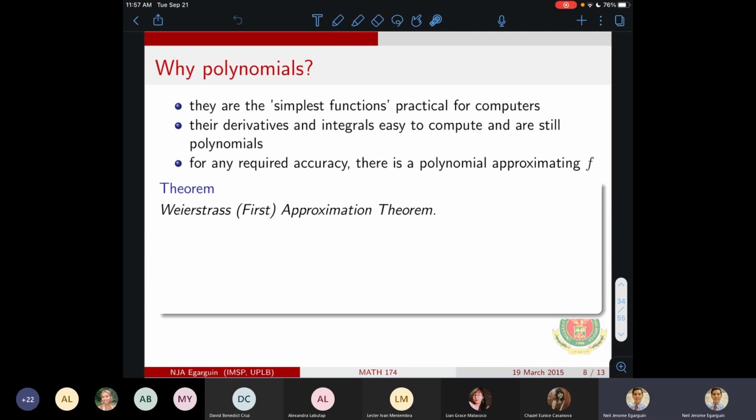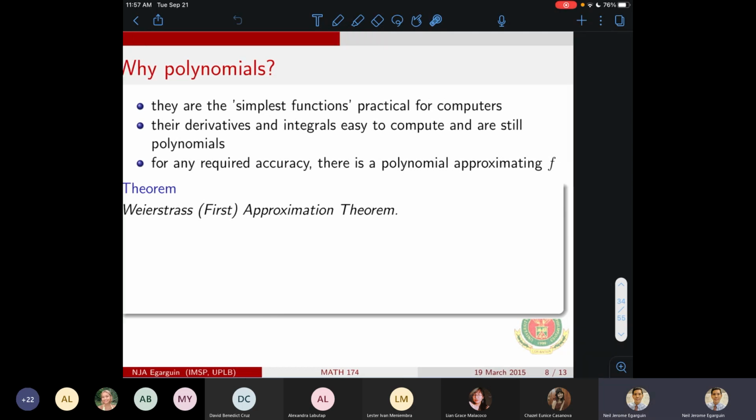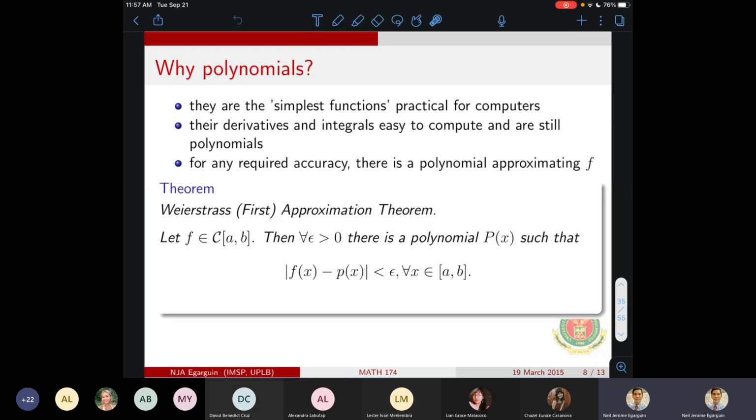Okay, but what does the first approximation theorem tell us? It tells us that for any continuous function f and any epsilon greater than 0, we can always find a polynomial p such that the absolute difference between f and p is less than epsilon for every x in the interval [a, b].